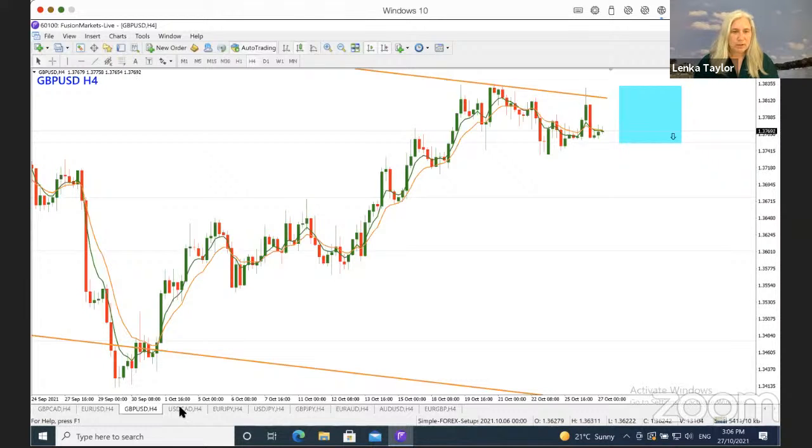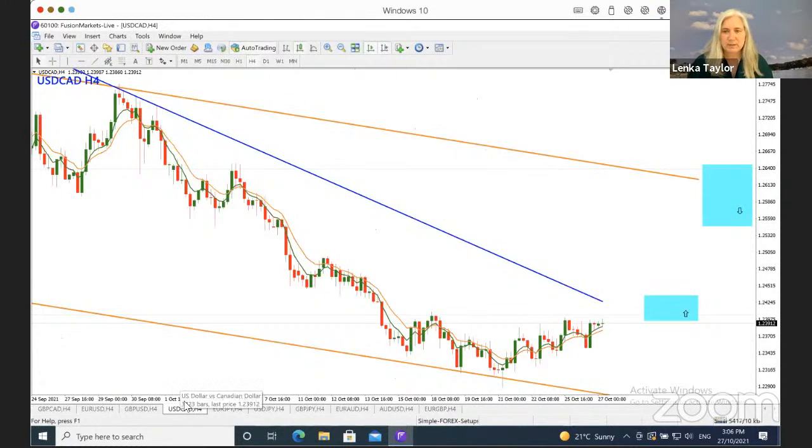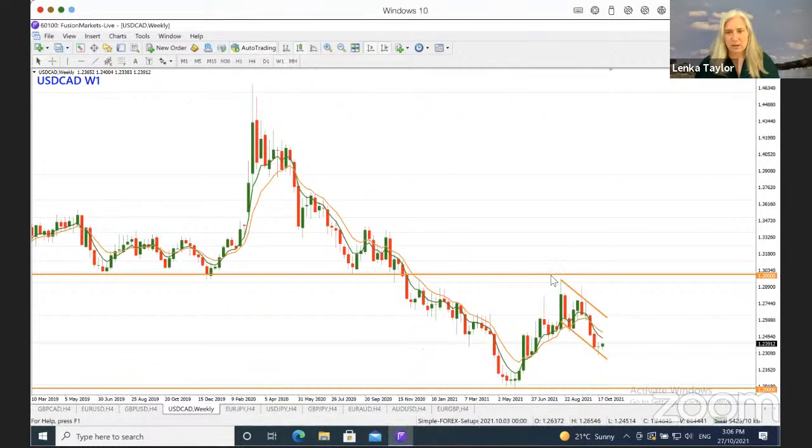Next currency pair I'm going to have a look at is USD/CAD. And on USD/CAD, I'm going to be looking at potentially a short-term long, but really I'm looking for a short overall. So I will show you the high level. I'm looking at the weekly in that downward channel. So preferably I would like to trade short from the top of the channel.